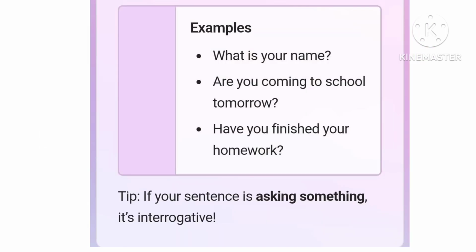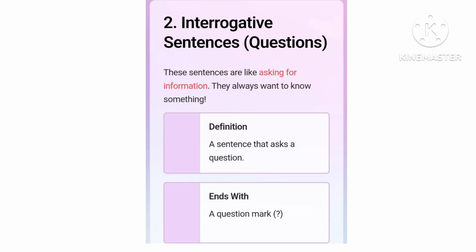For example, what is your name? Are you coming to school tomorrow? Have you finished your homework? If we observe these sentences, at the end there is a question mark. And all these sentences are asking for information. So remember that if your sentence is asking something, it's an interrogative sentence.